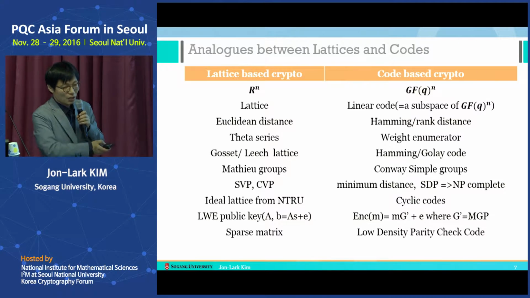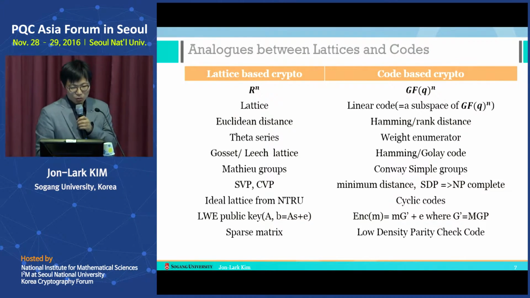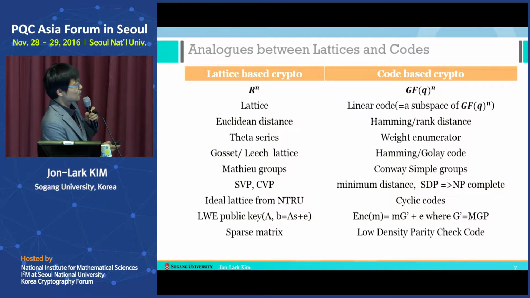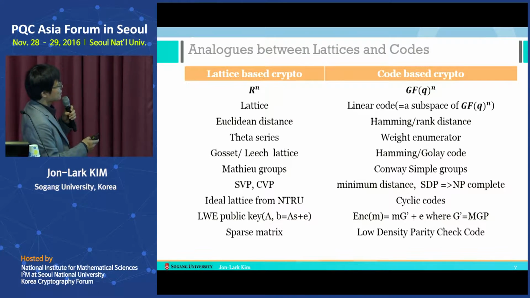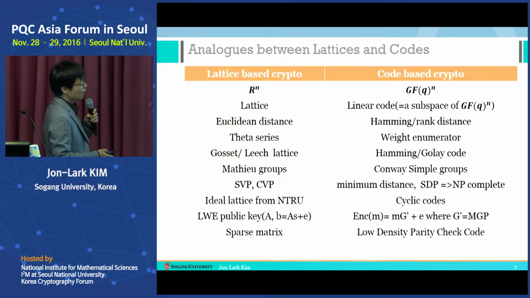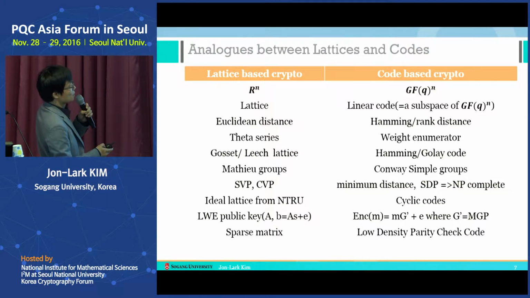So here is the relation between codes and lattices. Since most people here understand the lattice better, you look at the left side and try to convert this to the code area. In the lattice, we start from R^n, where R is the real numbers, and that is converted to a finite field with q elements. The lattice can be converted to a linear code, which by definition is a subspace of GF(q)^n. This is the definition of a linear code. A linear code is very simple to define, but we also have a nonlinear code, which is just a subset of GF(q)^n. So it's a very easy concept.